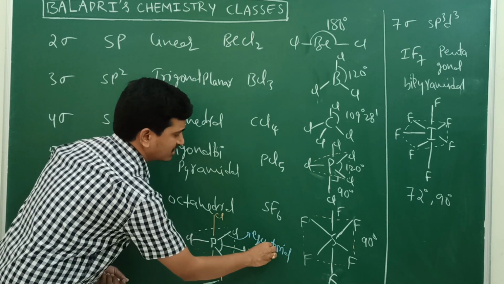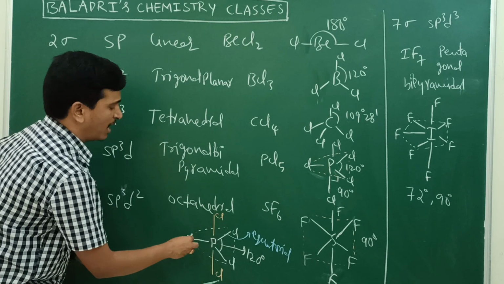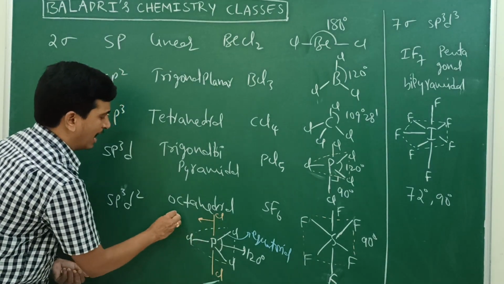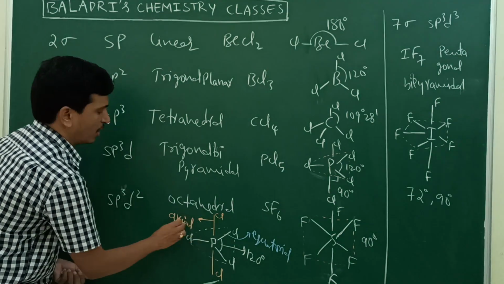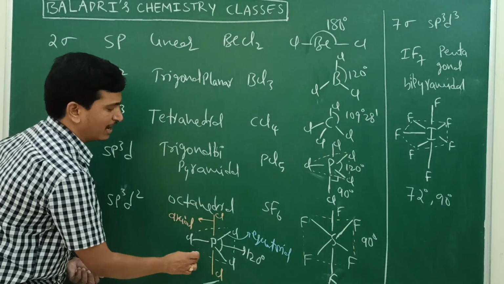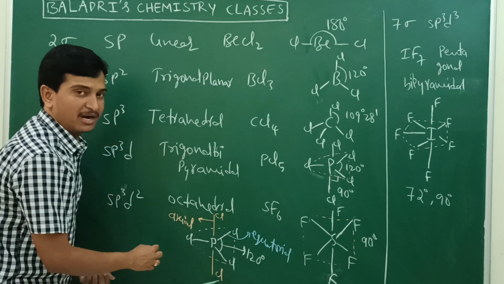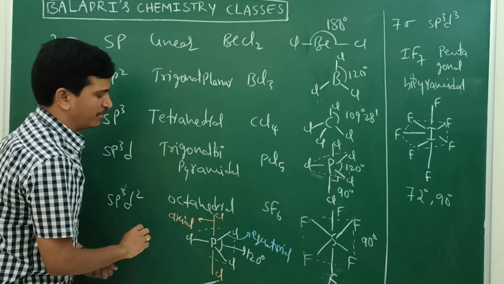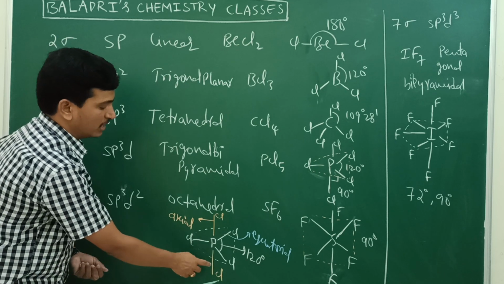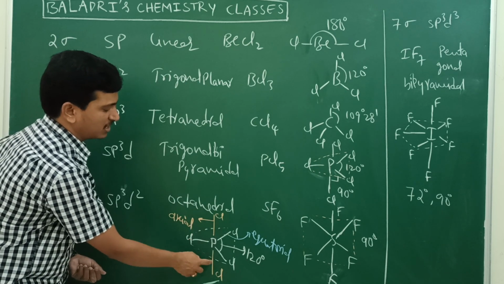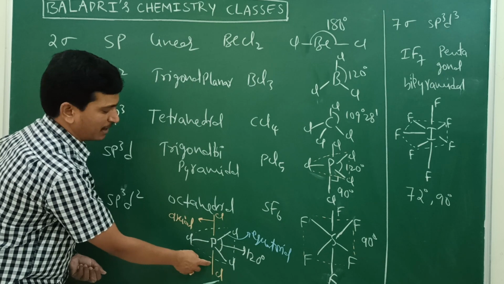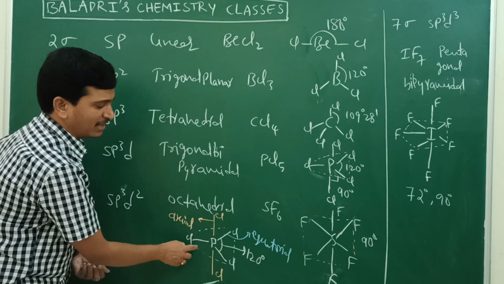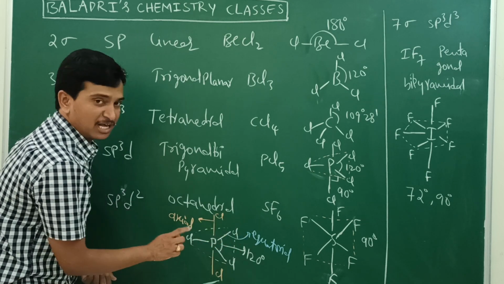The three equatorial bonds are there here, and the bond which is present above and below the plane is called axial bond. What is the bond called? Axial bond. Now this axial bond will have more bond length and equatorial bond will have less bond length in trigonal bipyramidal shape. So whichever bonds are present above and below the plane are called axial bonds. The axial bonds have more bond length and the equatorial bonds have less bond length.